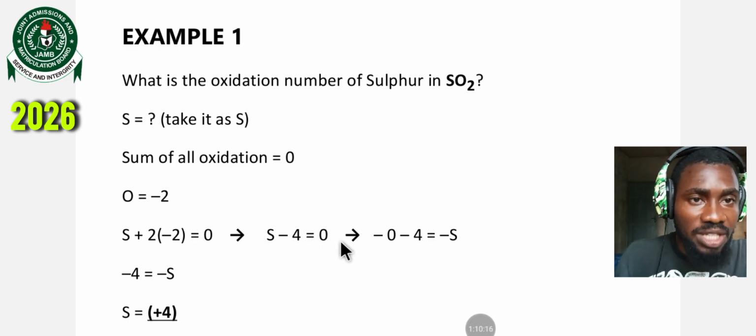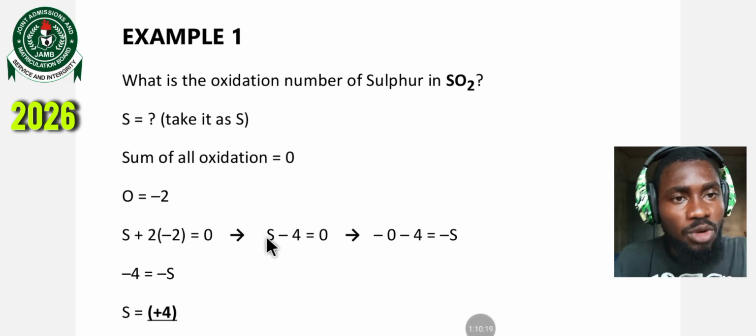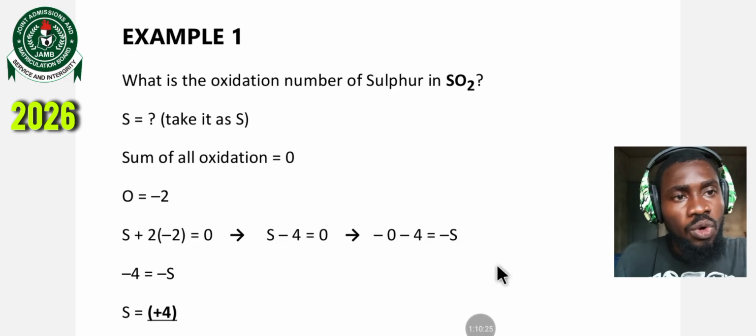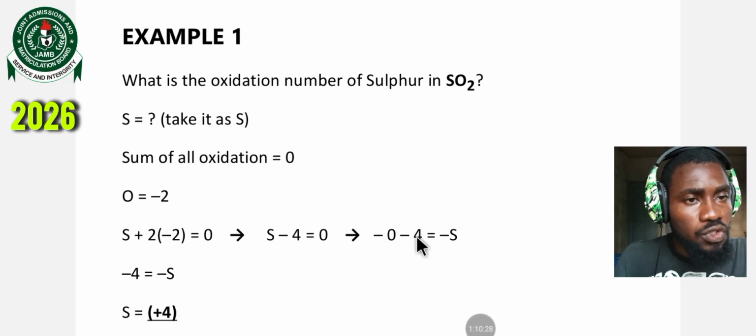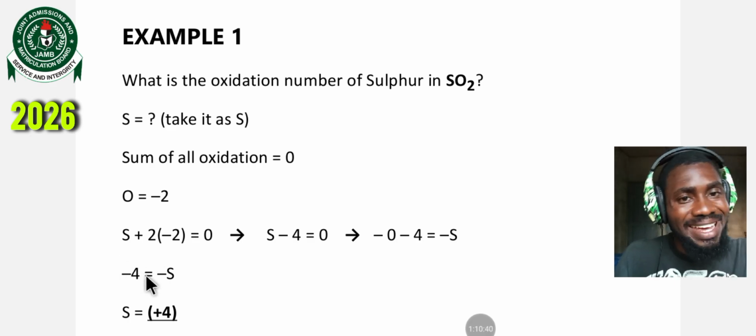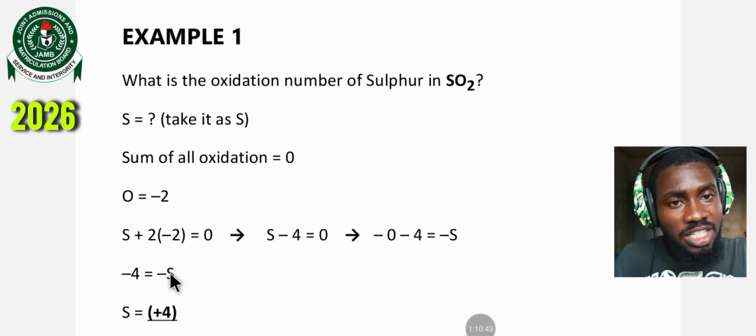So when we move S to this side, S becomes -S, and when we move 0 to this side, 0 becomes -0. So that's what we have here, -0 minus 4 equal to -S. So when we do -0 minus 4, what is it going to give us? It's going to give us -4. -0 minus 4 is equal to -4, equal to -S.